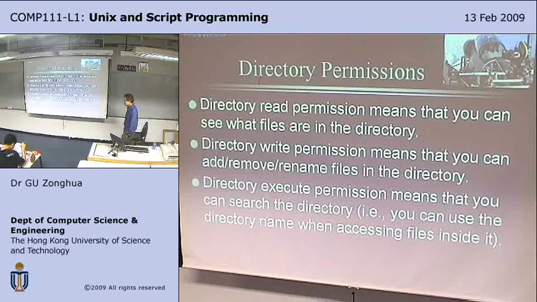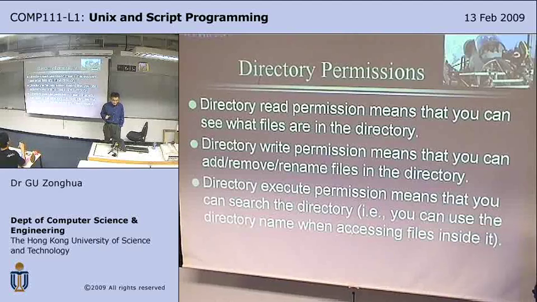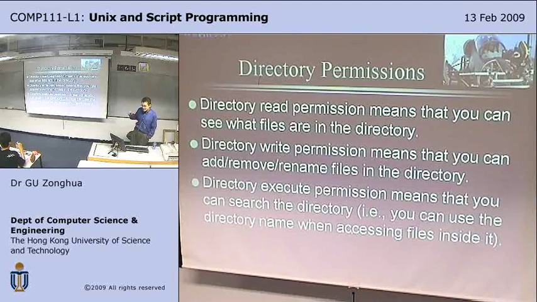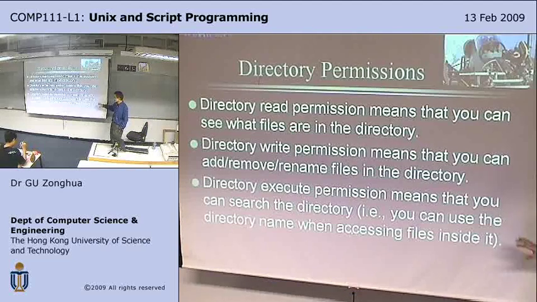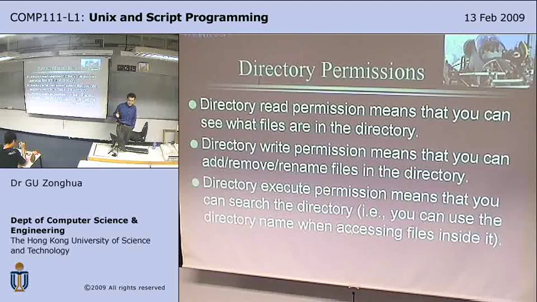So directory read permission means that you can see what files are in the directory. You can do an ls to list all the files. Directory write permission means that you can add, remove, rename files in the directory. That includes the directory itself. You can rename the directory because the directory itself is just a special file within it. It's the dot, right?